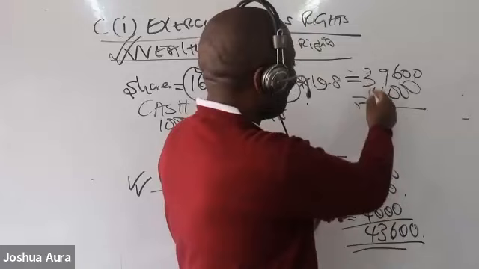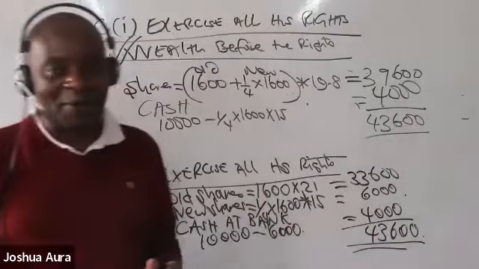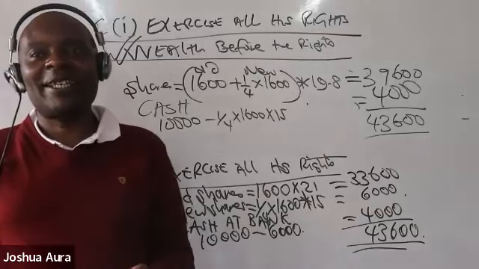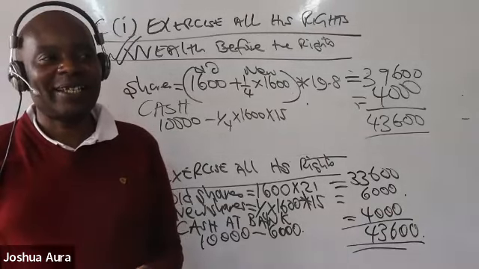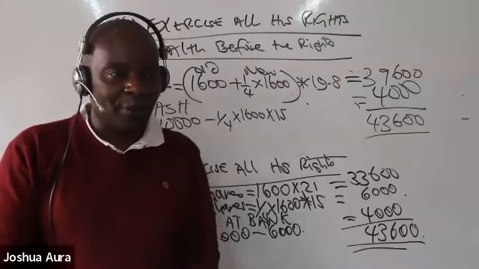So in this case, at the end of the day, it would be 43,600, isn't it? Should be 43,600. Is that okay? So let's agree as a class. Which method should we be using, the first or the second?